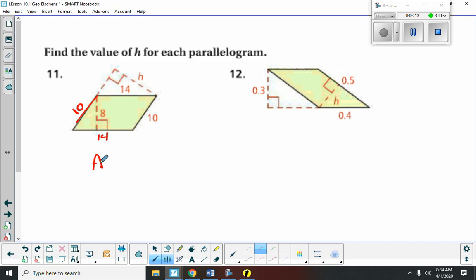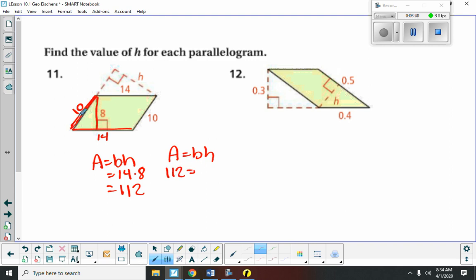So let's start out by finding the area using the two lengths that we have. The base is 14. The height is 8. And that gives you 112. All right, and now we'll look at the other side. So area equals base times height. We know that the area is 112.